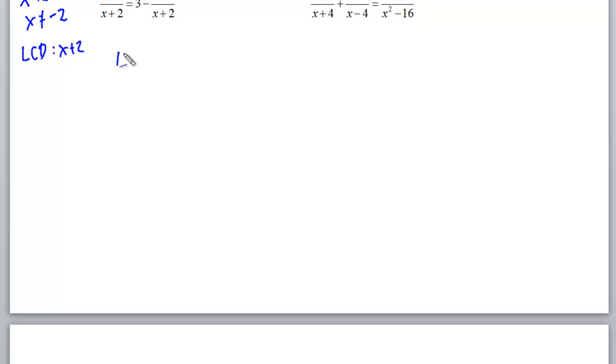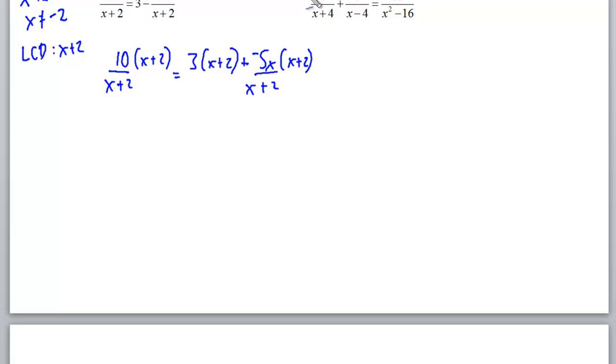So I'm going to multiply everything by the common denominator, which is x plus 2. So now I have 10 over x plus 2 times x plus 2 equals 3 times x plus 2, minus, or plus negative, 5x over x plus 2 times x plus 2. So let's see what simplification we have here. These x plus 2's simplify, so 10 is equal to 3 times x plus 2, which is 3x plus 6, and these x plus 2's all go away, so that means -5x is left there.